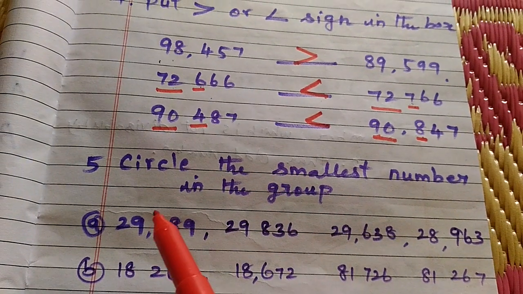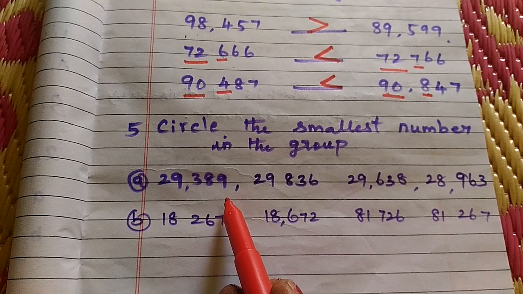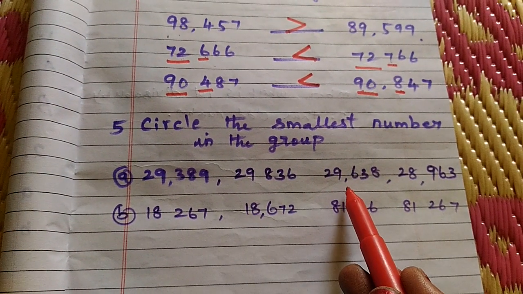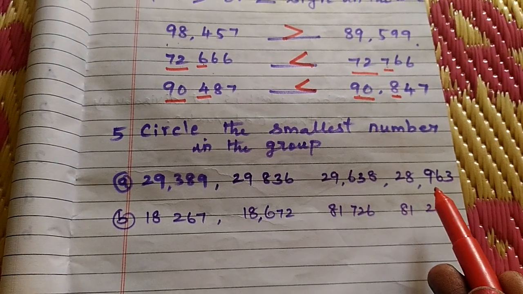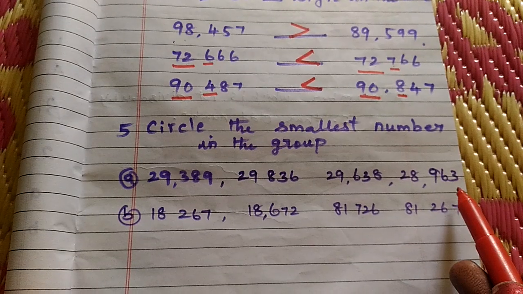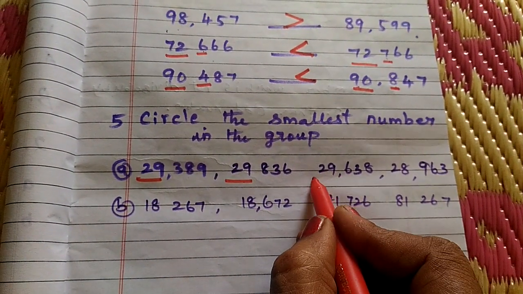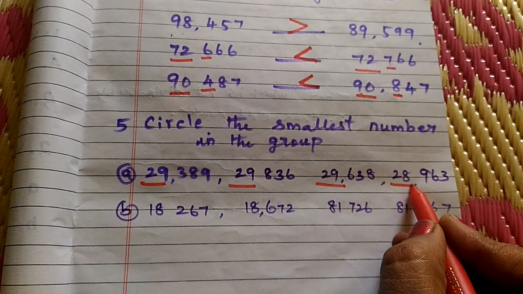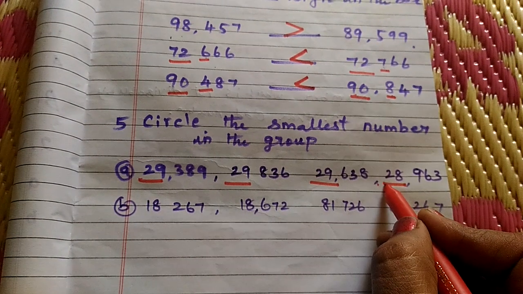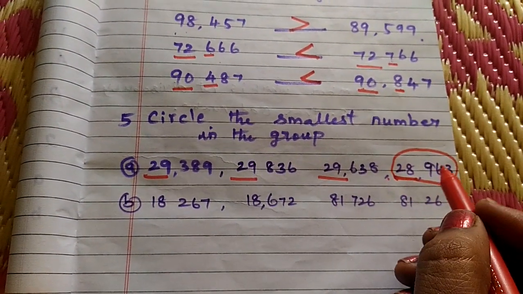Circle the smallest number in the group. 29,389, 29,836, 29,636, 28,963. Which is the smallest number? 29,000, 29,000, 29,000. Here 28,000. 28,000 is the smallest number. You circle the 28,963. It is the smallest number.